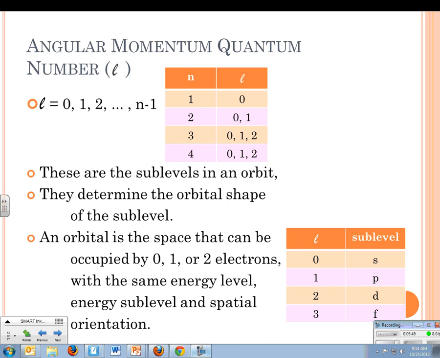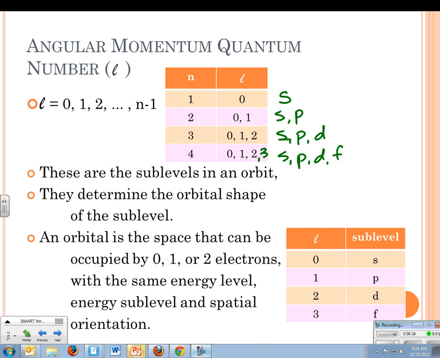What that means is, if n equals 1 and L equals 0, in the first energy level you have an S sublevel. In the second energy level, L is 0 and 1, which means you can have an S and a P. Why do you get more in the second energy level? Because it's bigger. In the third energy level, L is 0, 1, or 2, which means you have an S, a P, and a D sublevel. In the fourth energy level, there should be a 3 here, so you have S, P, D, and F. All of these are possible in the fourth energy level.